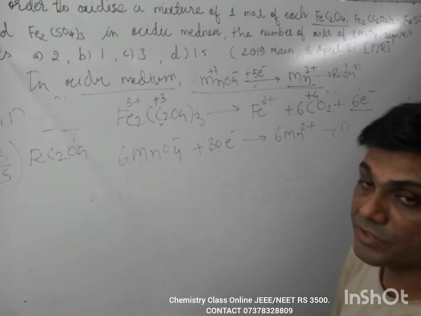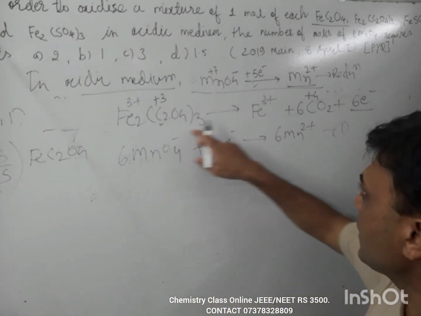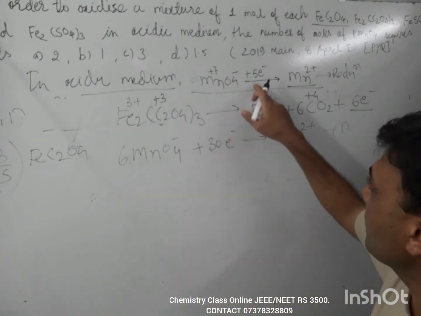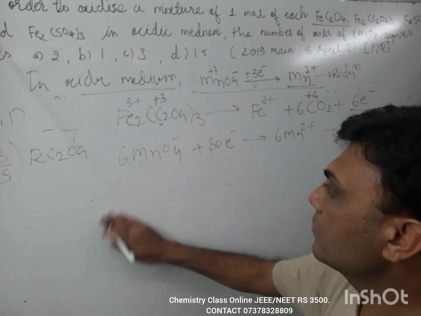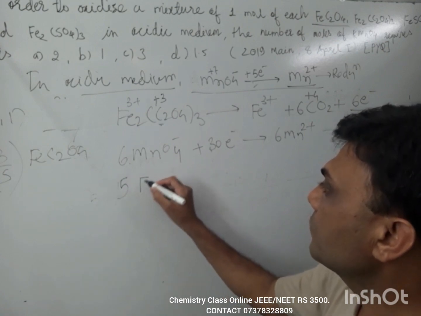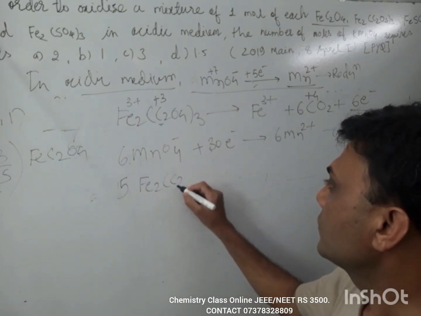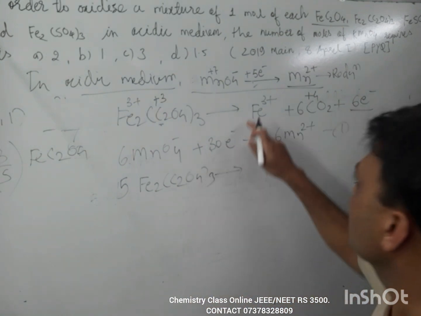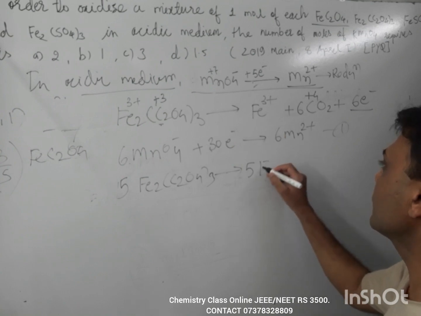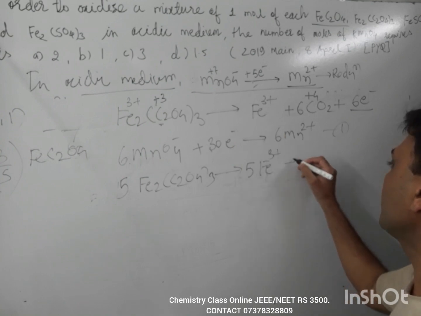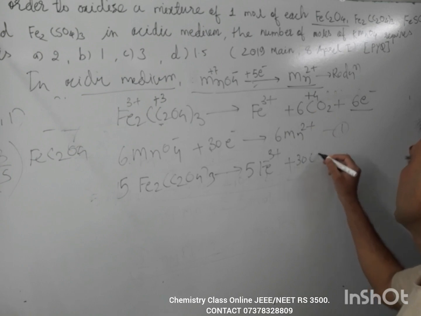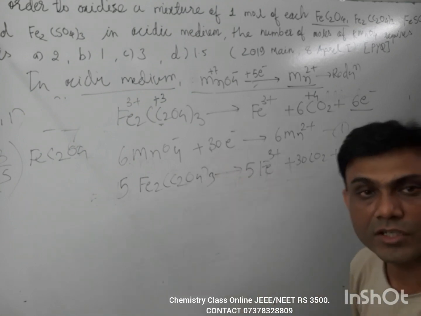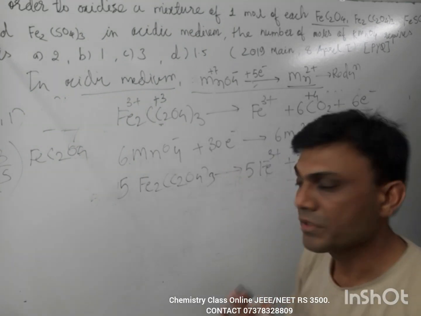This is the first reduction reaction. This reaction we have to multiply by 5. So it will become 5 Fe2(C2O4) thrice. Okay. It will become 5 Fe3 positive plus 30 CO2 plus 30 electrons. Okay. Now at least in terms of electrons this reaction is balanced.